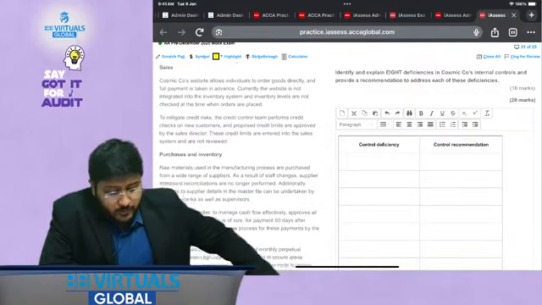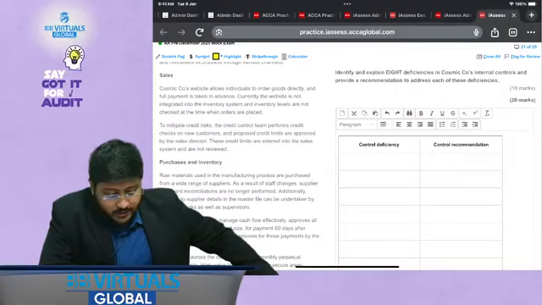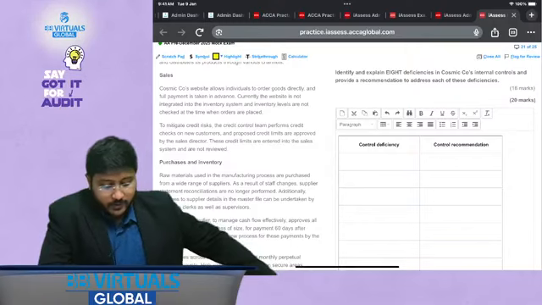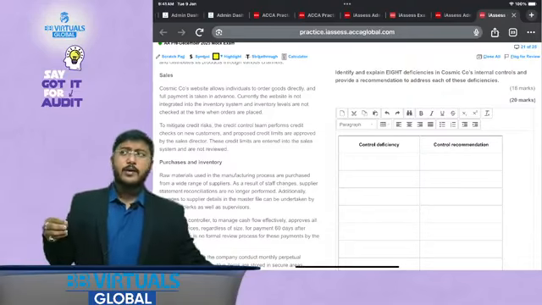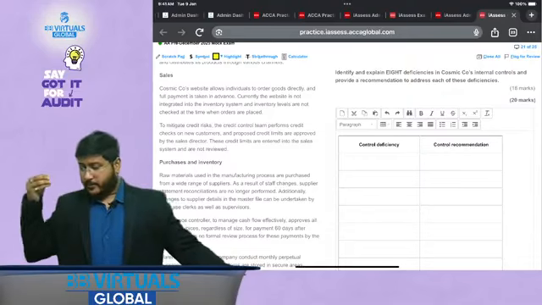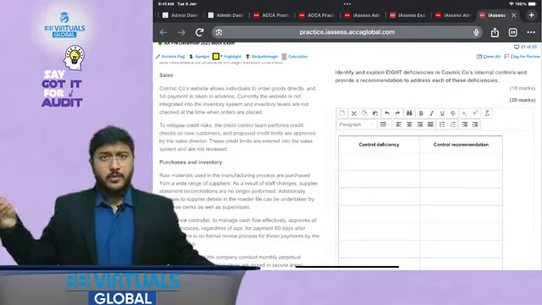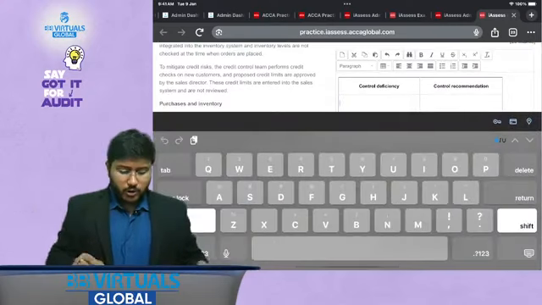Okay, sales. Cosmic Company's website allows individuals to order goods directly, and full payment is taken in advance. Currently, the website is not integrated into the inventory system, and inventory levels are not checked at the time when orders are placed. So since the website is not integrated, there might be issues that orders might be taken, but the orders might not be able to be dispatched because of non-availability also.